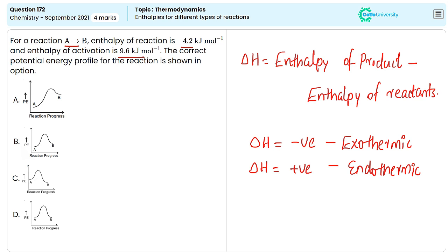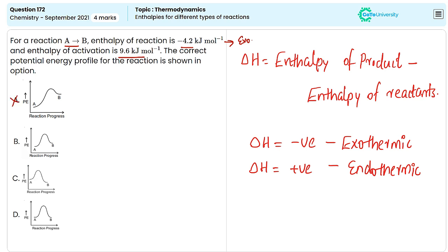In the first option, we can see the reactant A is having less energy and the product B is having high energy. It means the reaction is endothermic. But here in this question it is given that the enthalpy of this particular reaction is minus 4.2 kilojoule per mole. It means this reaction given here is exothermic in nature. But the first reaction denotes the endothermic nature of the reaction. So option A is the incorrect one.